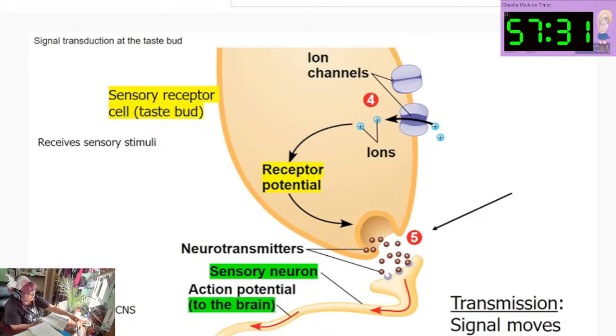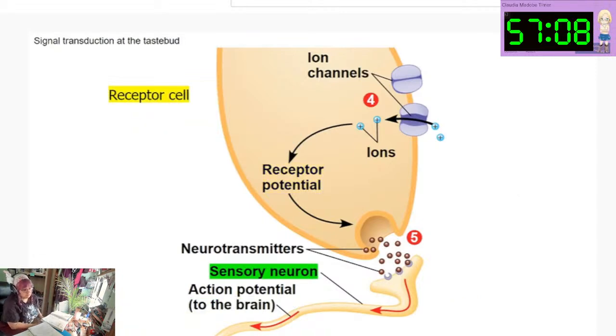This sensory neuron responds to the neurotransmitters by sending action potentials along its axon and all the way to the brain. So the sensory neuron transmits action potentials to the brain. You can see here that the sensory receptor cell synapses with or releases neurotransmitters to a second neuron, the sensory neuron. And that sensory neuron is the one that extends into the central nervous system. It's a neuron that carries a signal to the brain, and it's when the second neuron fires action potentials that we're in that third step of transmission.